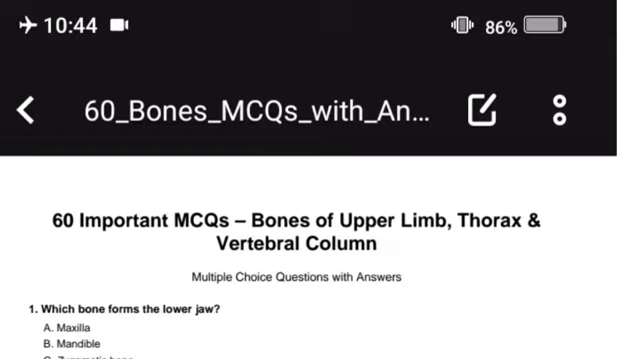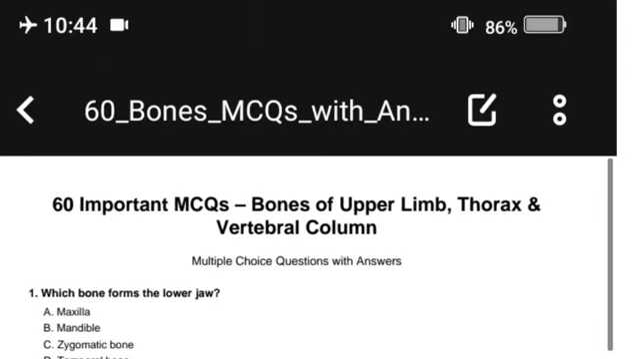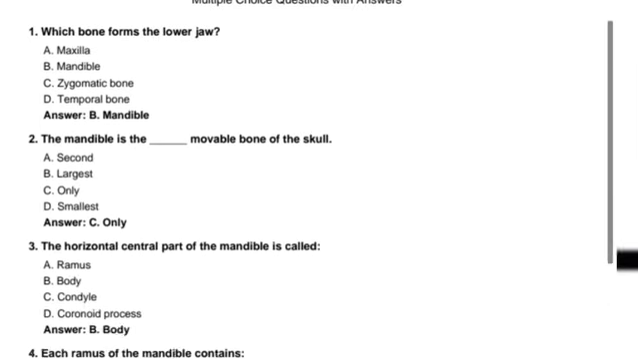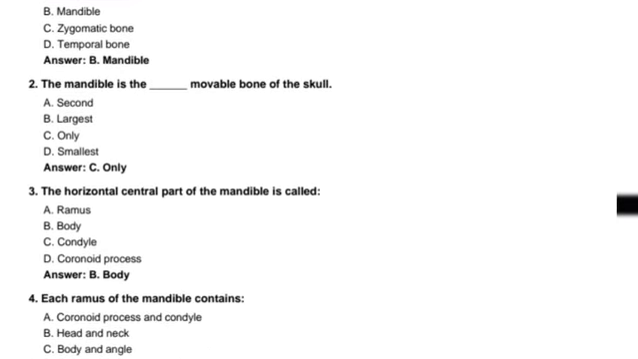Today we will discuss 60 MCQs with answers from the skeletal system. Question number 1. Which bone forms the lower jaw? Option A maxilla, option B mandible, option C zygomatic bone, option D temporal bone. Right answer is option B mandible. Question number 2. The mandible is the dash movable bone of the skull. Option A second, option B largest, option C only, option D smallest. Right answer is option C only.